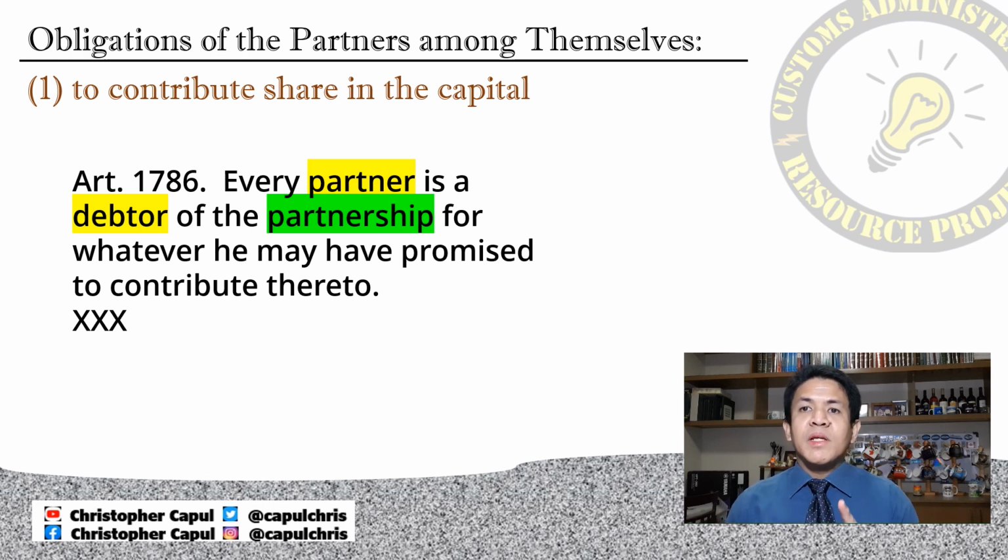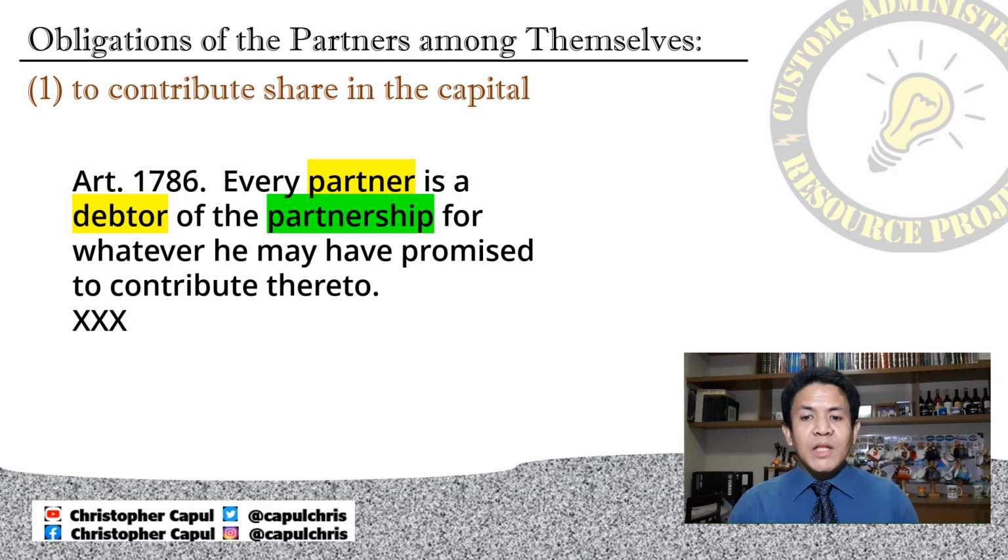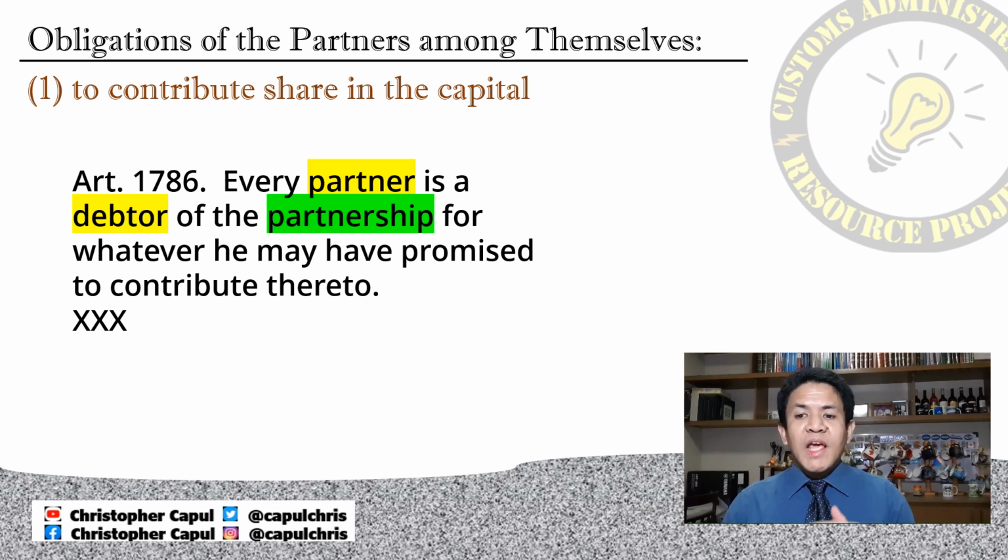And the first obligation in this regard is the obligation of a partner to contribute his or her share in the capital. Now, if you recall, the definition of a partnership involves the partner contributing money, property, or industry to the partnership. And under Article 1786 of the Civil Code, every partner is considered a debtor of the partnership for whatever he may have promised to contribute thereto.